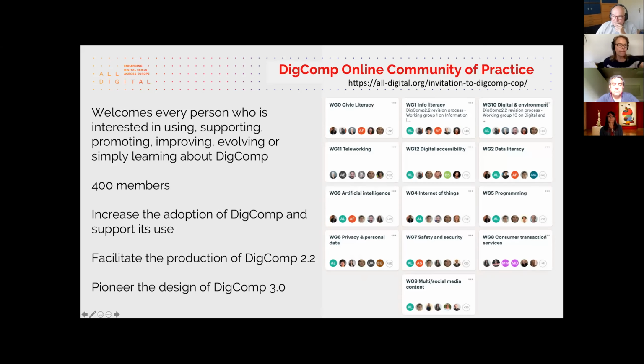And as I mentioned, we are hosting the community of practice for the digital competence framework, which really welcomes everyone who is interested in DigComp. And currently we have over 400 members. And for the purpose of the DigComp revision process, we established 12 working groups who are involved in the further development of the framework in collaboration with the European Commission Joint Research Center. And as you know, the aim of the revision process is to bring the DigComp framework more up to date by collecting and validating examples of knowledge, skills, and attitudes to each competence.